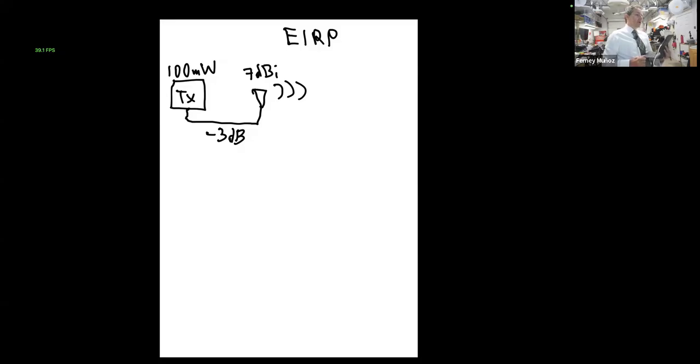What is the EIRP of this system? So basically, how much energy is leaving the antenna? Let's play. So let's convert all of these units into dBs.